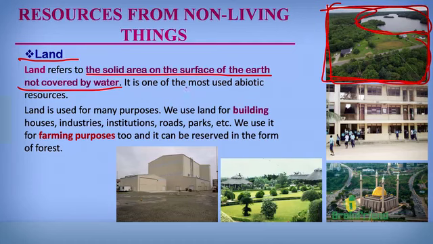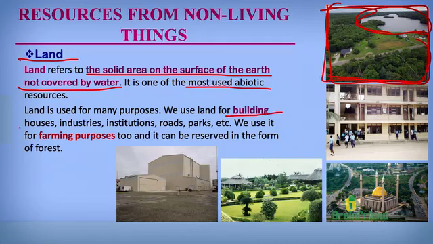Land is one of the most used abiotic resources. It is used by humans. It plays a key role in the development of the society. So it is used by humans to develop the society. It is used for different purposes. We use land for building.